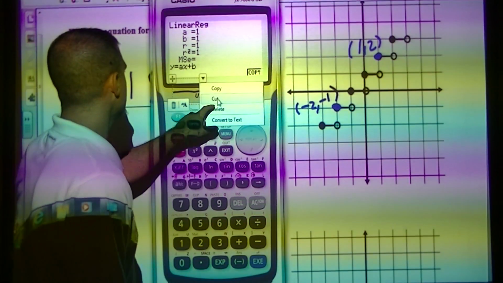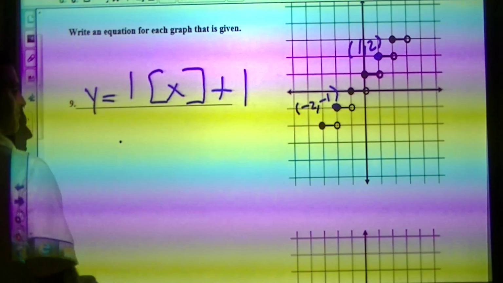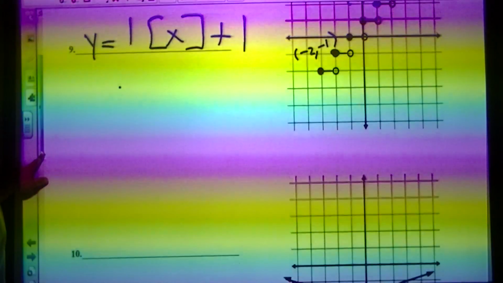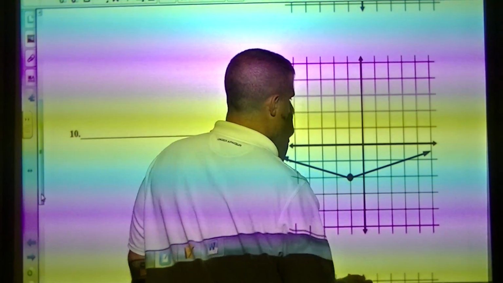Cut or delete. All right. So let me exit out of that. All right. Moving down. Okay. What you should do here on this absolute value.